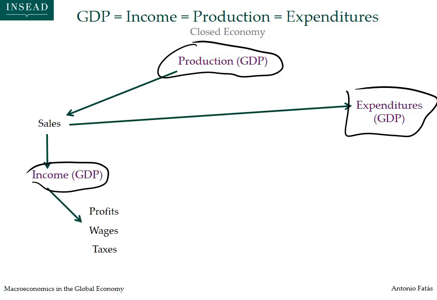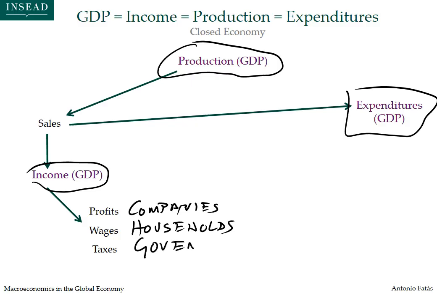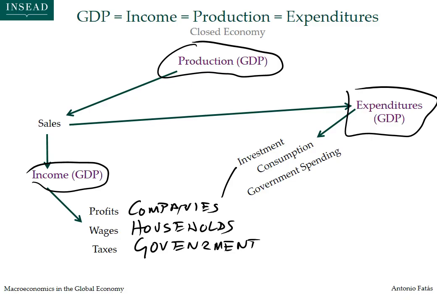Now, what we do as well is to look at components of each of these variables. For example, when it comes to income, we're going to talk about the income of companies as the profits. When we look at the income of households, we're going to talk about wages. And when we look at the income of the government, we're going to talk about taxes. Each of these incomes is going to be matched by some form of expenditure, which is also going to be attached to each of these economic agents. So companies will invest, households will consume, and government will do government spending.